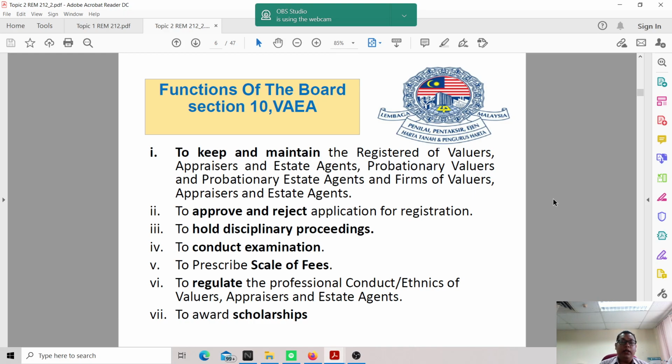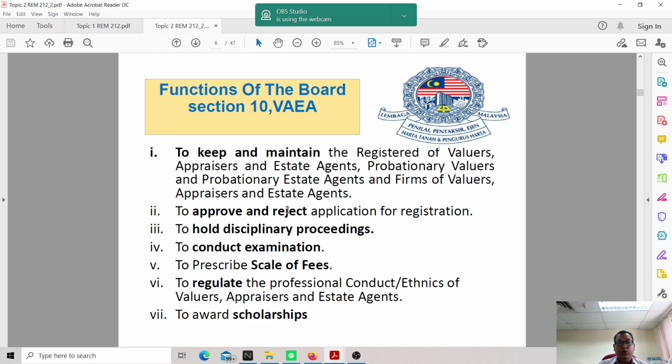For appraisers, I think we have 5 or 6 appraisers still left, because these appraisers were people who did not have any qualification prior to the Act, but they practiced the actions of a valuer. When the Act came out in 1981, the appraisers were then registered under the board also. But to become a new registered appraiser is not possible anymore, because they are not taking any more appraisers. We only have valuers, estate agents, and also property managers.